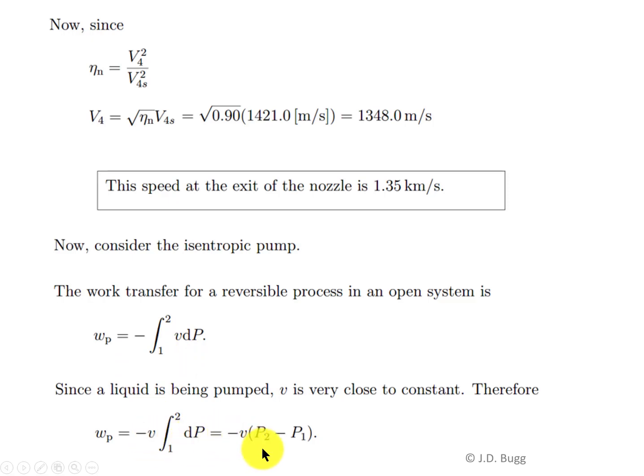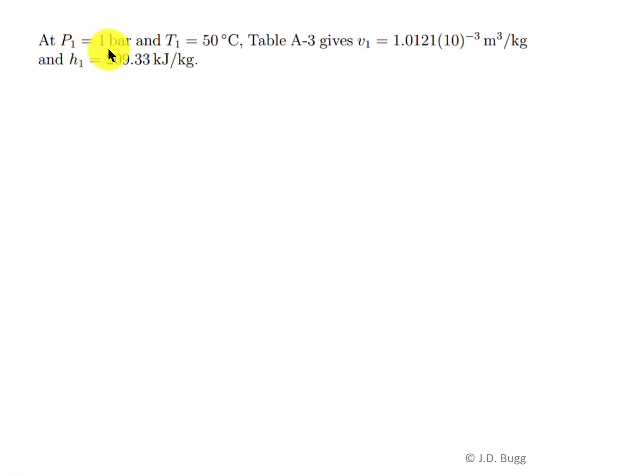It's just minus v (p2 minus p1). And we have all of this information, or we can get it out of the tables. So P1 is 1 bar and T1 is 50 degrees C. So table A3 will tell us that the specific volume is 1.0121 times 10 to the minus 3 meters cubed per kilogram. And while we're there, we might as well look up the enthalpy because we'll need that later. And that's 209.33.